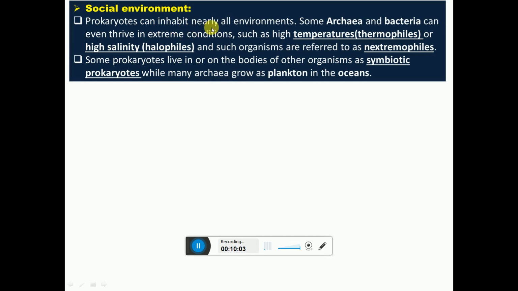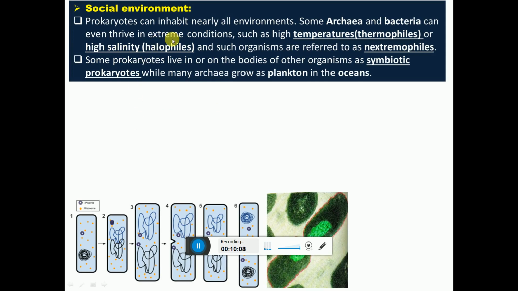Prokaryotes can inhabit nearly all environments. Some archaea and bacteria can even thrive in extreme conditions, such as high temperatures, where they are called thermophiles, or high salinity, where they are called halophiles. Together, such organisms are called extremophiles. Some prokaryotes live on or in the bodies of other organisms; they are called symbiotic prokaryotes. Many archaea grow as plankton in the ocean.